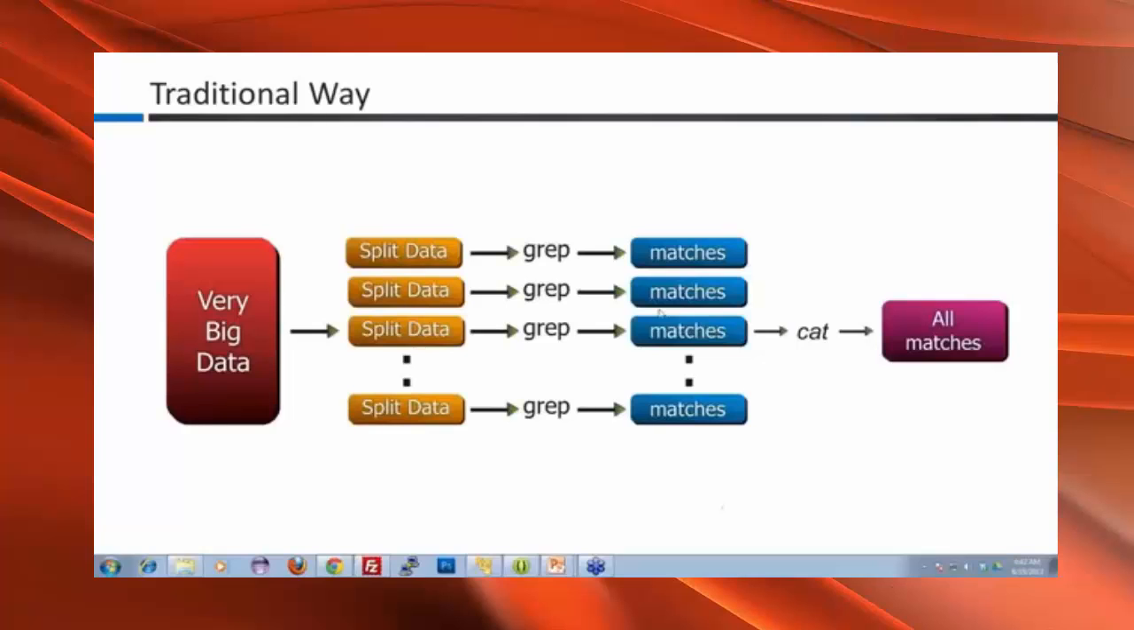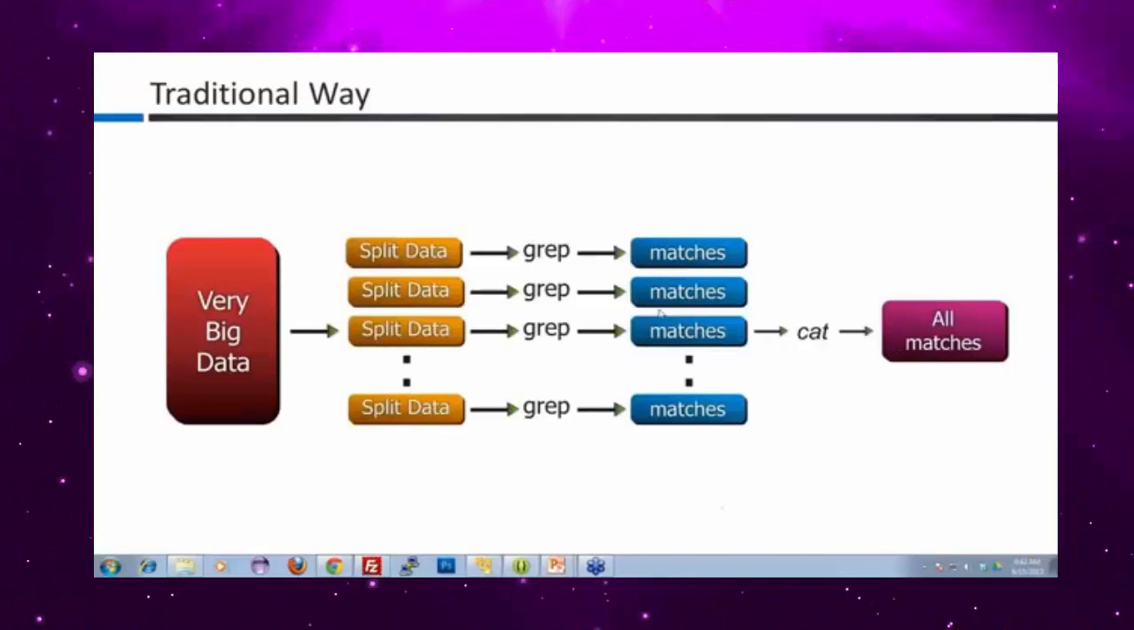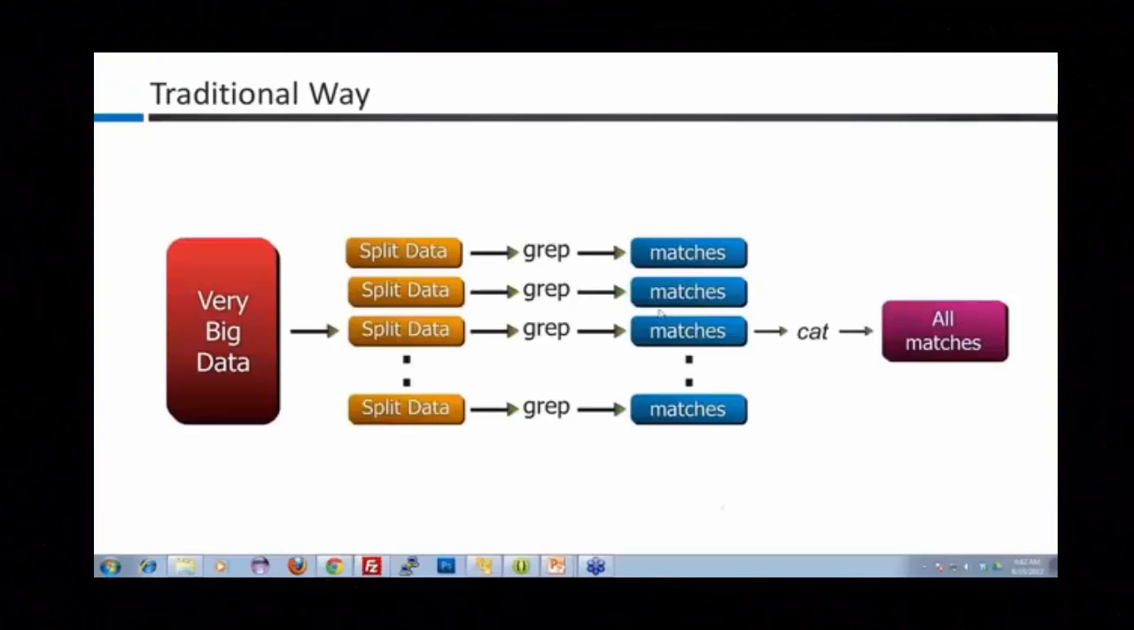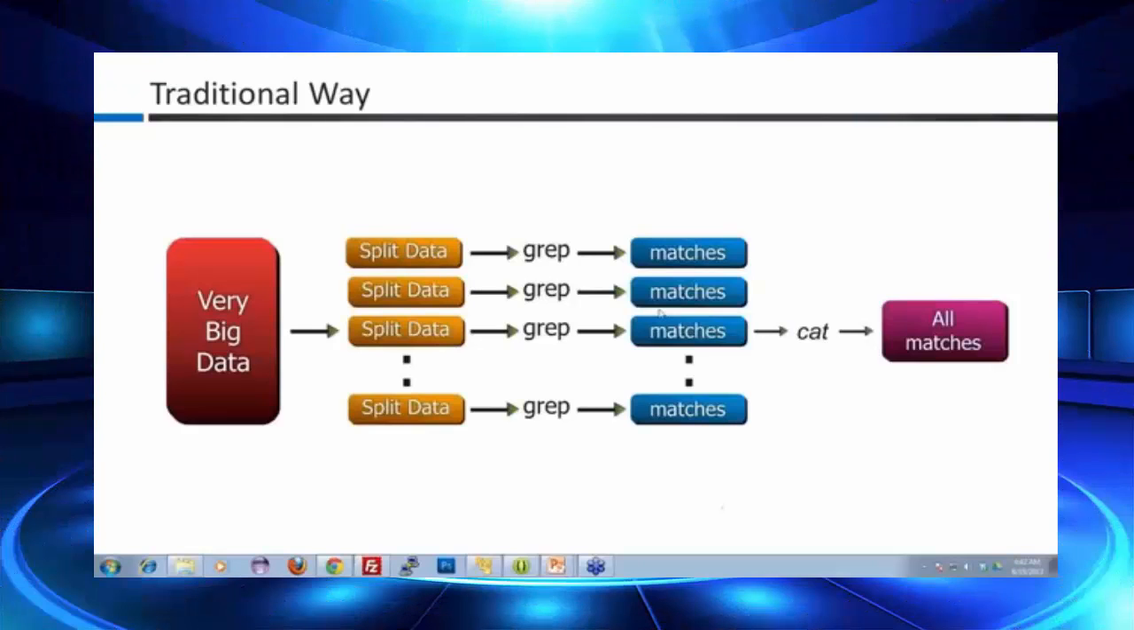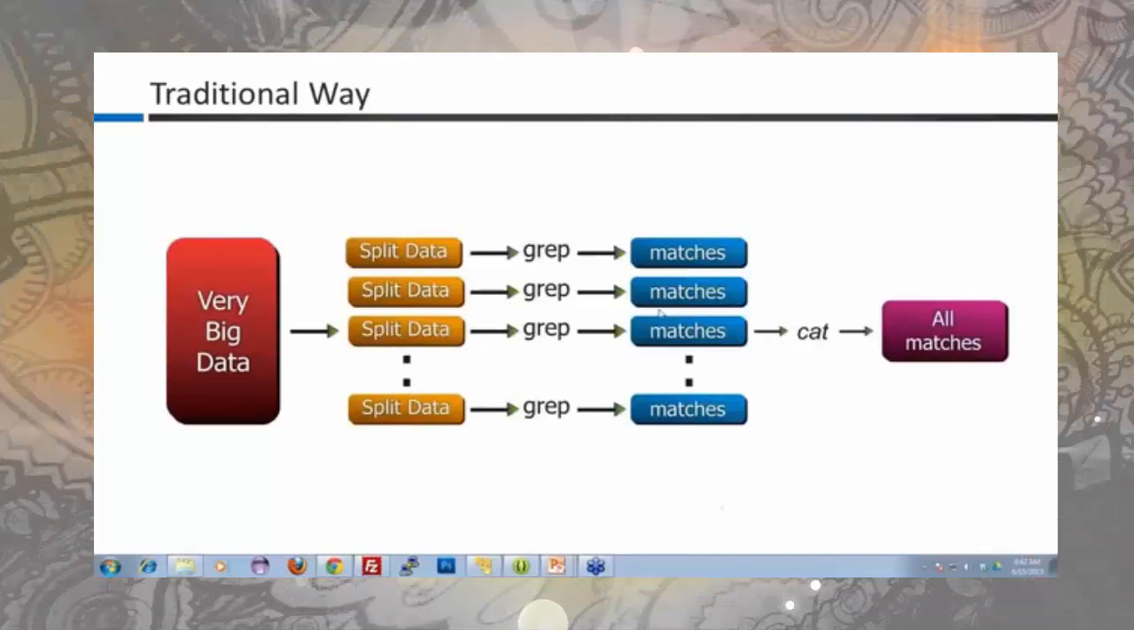So you have said 1 terabyte of data, split it into say 100 parts, then do grep on different machines, and then do a cat. So this is feasible, right? If I had to do these two operations, this is feasible, right? Great. So now I want to know what are the challenges in this approach. Why do we need something else?